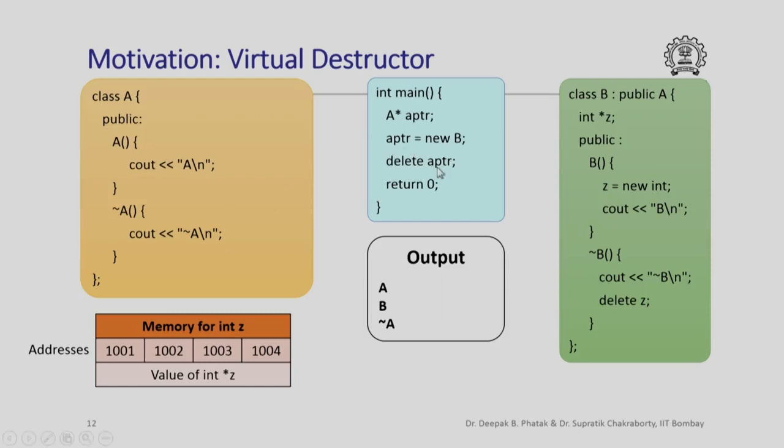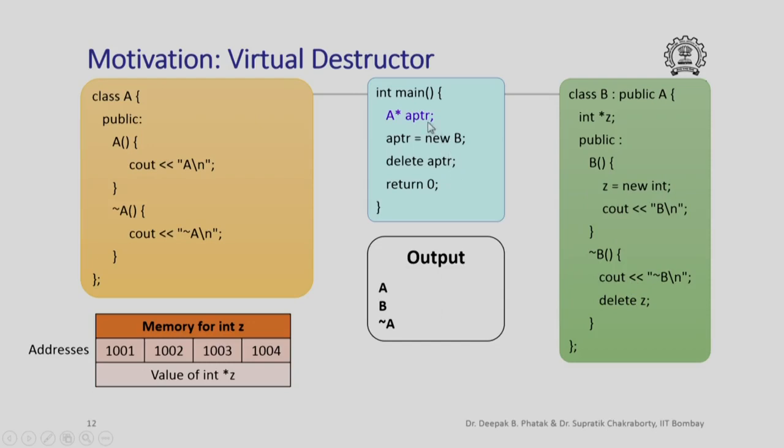The question is, when I call delete APTR, APTR being a pointer to an object of class A, it is going to try to invoke the destructor of the class A, and in that process I will not be invoking the destructor of class B, although APTR was really pointing to an object of class B. And therefore if I just invoke the destructor of class A and not the destructor of class B, the memory that was allocated for Z is not going to be freed up. So let us see how this works.